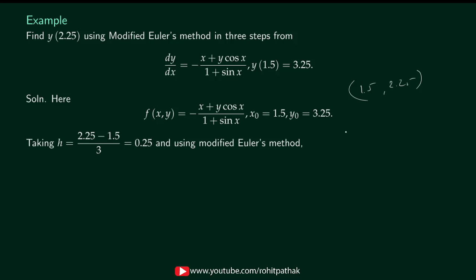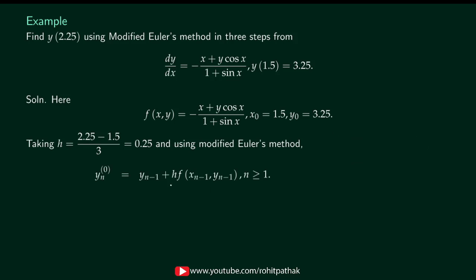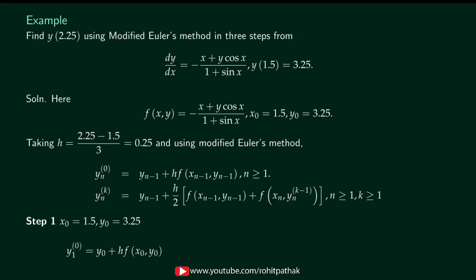So now we have 4 points: x0 equal to 1.5, x1 equal to 1.75, x2 equal to 2, and x3 equal to 2.25. So here at x0 we have y0 equal to 3.25, but at the other points x1, x2, x3 we have to find y1, y2, y3 using modified Euler's method. So first of all we apply Euler's method to find y1. So this is now applying modified Euler's method.